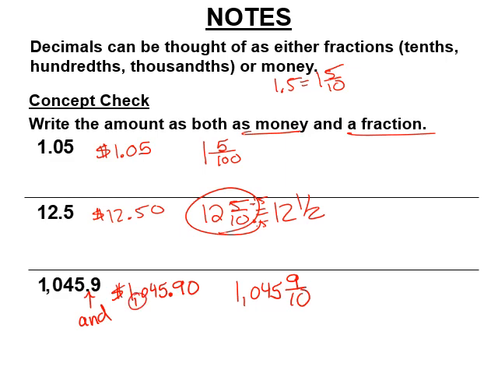It's $1,045. There's no "and" there. It's $1,045.90. It's 1,045 and 9/10. "And" goes where the decimal point is only. This was 12.5, which is $12.50, which is 12 and 5/10, or 12 and 1/2, and so on.